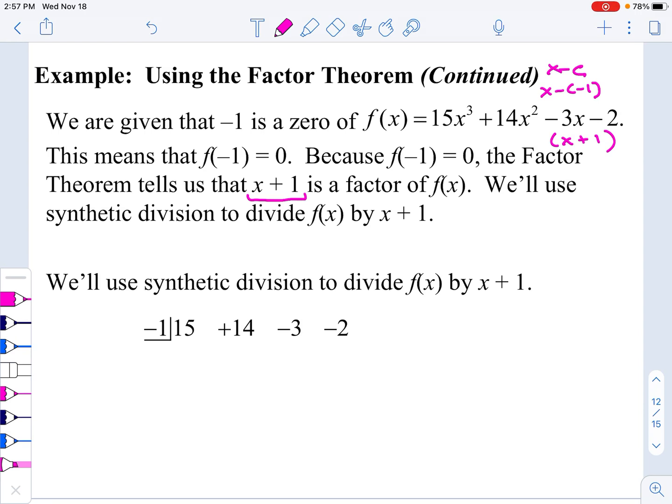So we put that -1 on the outside, and we'll do our synthetic division. We start by dropping down the 15. 15 times -1 is -15. 14 with a -15 leaves us with a -1. -1 times -1 is a +1. So -3 with a +1 leaves us with -2. -2 multiplies with -1 to give us a +2, and we end up with that remainder of 0, which we expect to have because -1 is a solution. That means it goes in evenly. It has to have that 0 remainder.